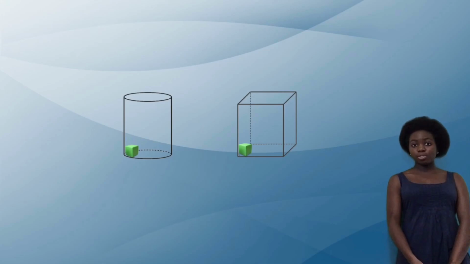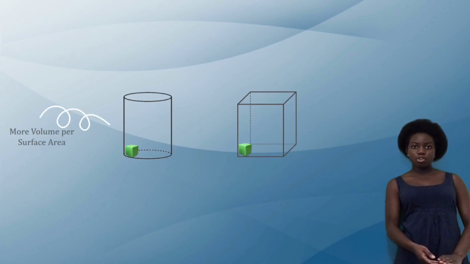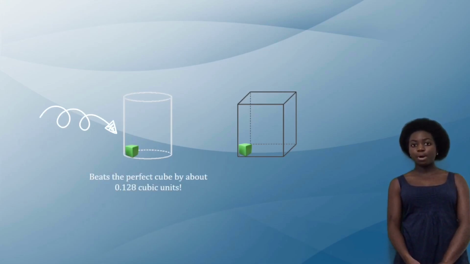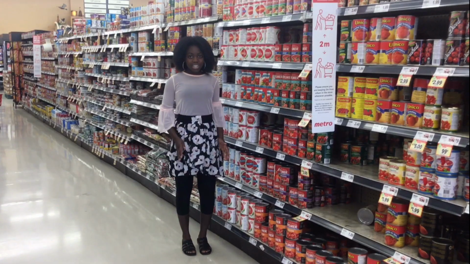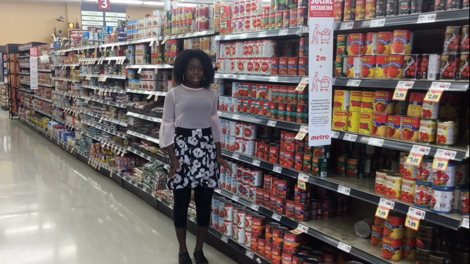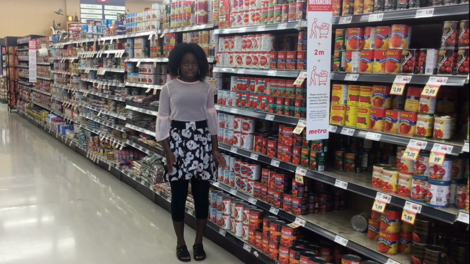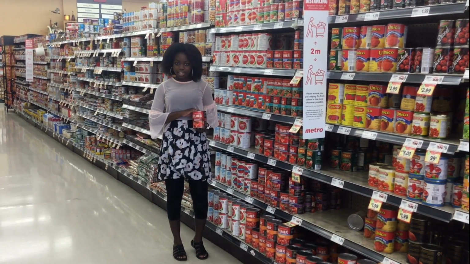But why? It gets a little complicated, but in simple terms, the optimal cylinder has more volume per surface area and beats the perfect cube by about 0.128 cubic units. So here's the answer to the question that started this video off. Companies design their containers the way they do because their main goal is to have the greatest volume with the least surface area. Almost all products are in cans shaped like cylinders.